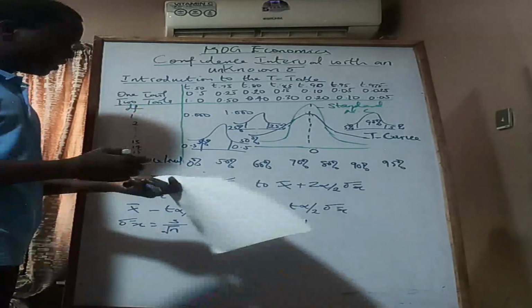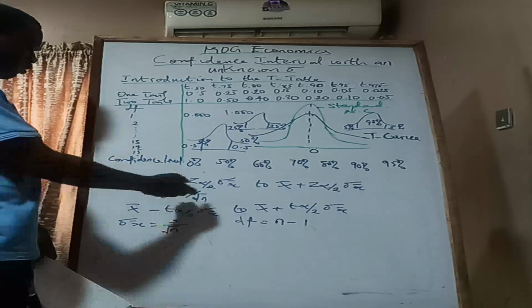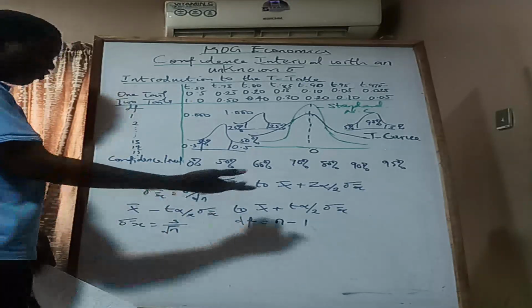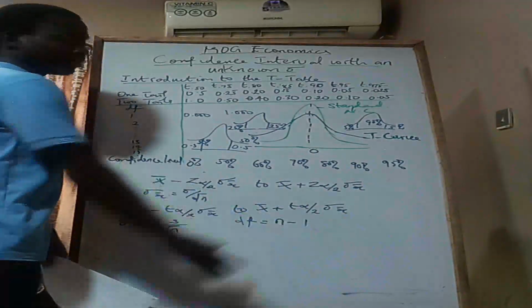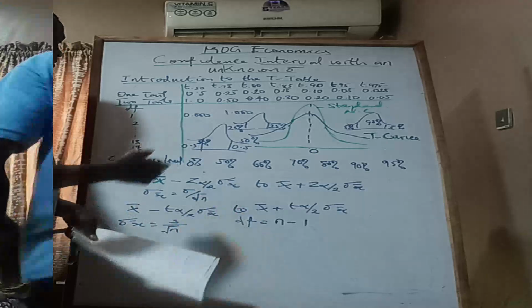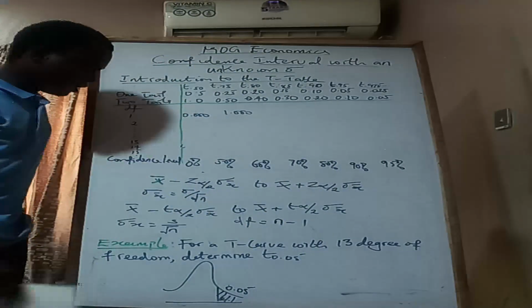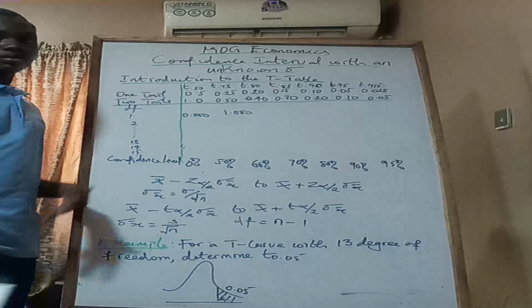So whenever we are trying to use the t table, we are going to look for t corresponding to a particular area of alpha over 2 under the degree of freedom of n minus 1. Okay, so let's just look at a particular example. For a t curve with 13 degrees of freedom, determine t 0.05.